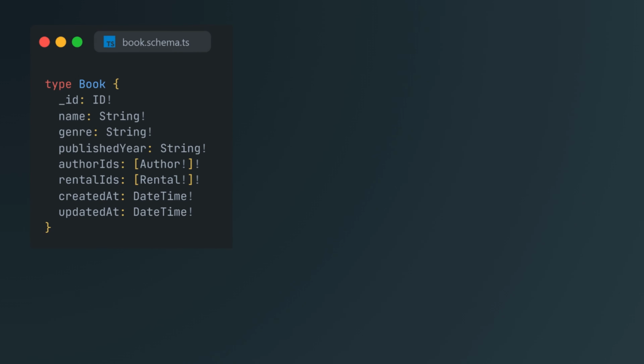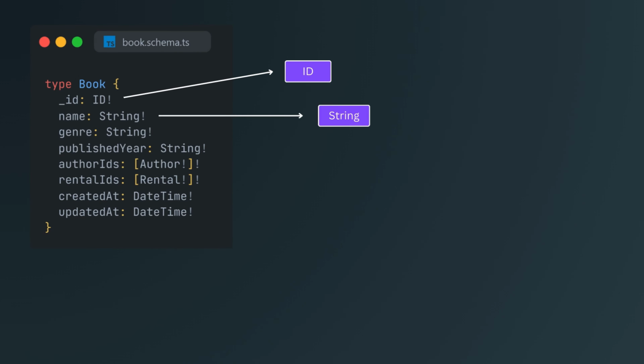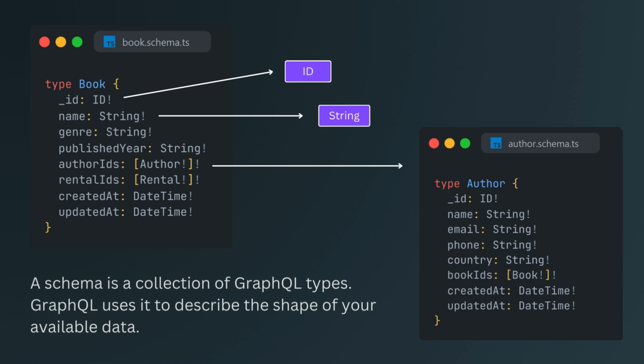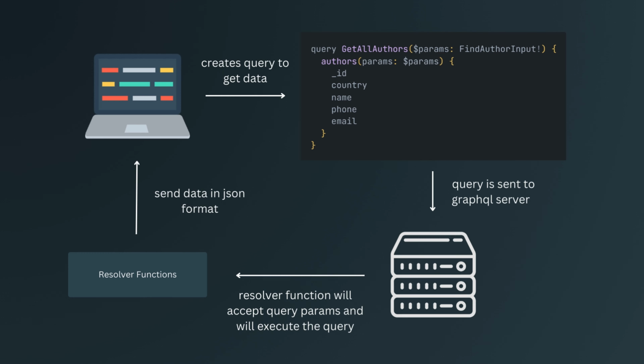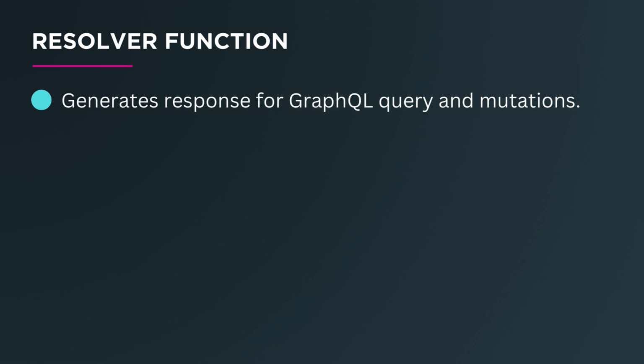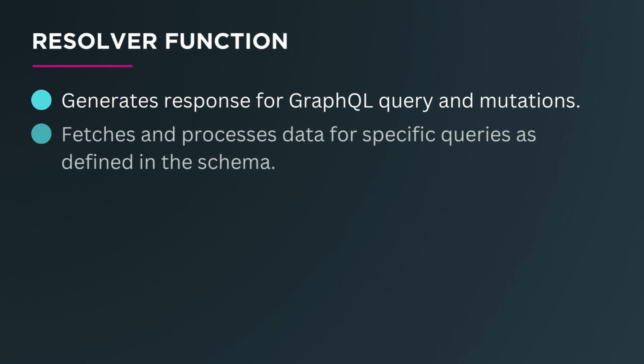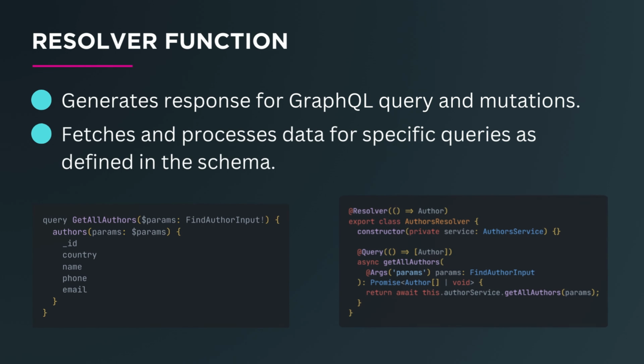GraphQL works by defining a schema that outlines the available data types and their relationships. A schema is a collection of GraphQL types. GraphQL uses it to describe the shape of your available data. When a client sends a query to the server, it's parsed and executed by resolver functions, which fetch the requested data. A resolver is a function that generates responses for GraphQL queries and mutations by acting as a GraphQL query handler. It's defined within the GraphQL schema that a particular query will use the resolver.